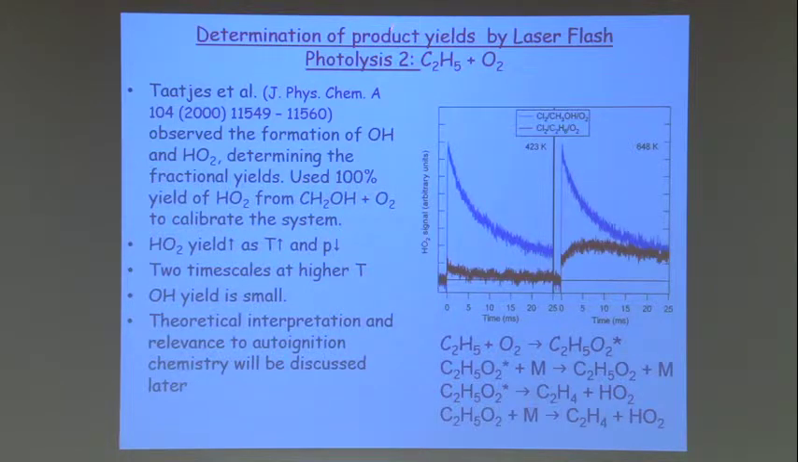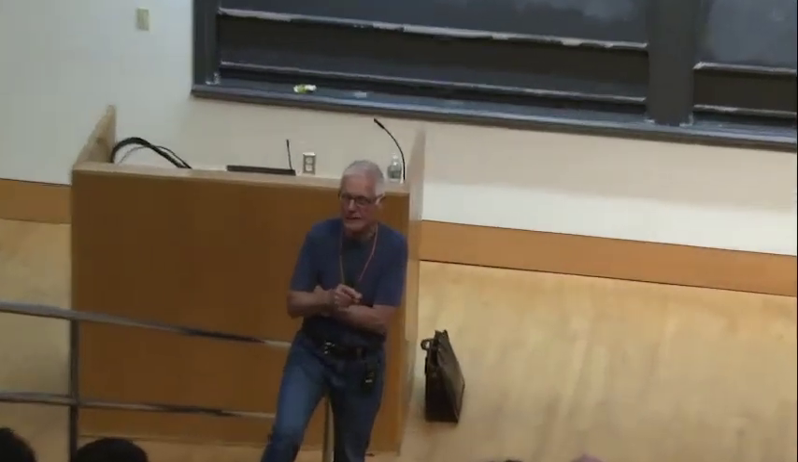These are experiments done at Sandia, looking at the reaction between C2H5 and O2. So here's the reaction. C2H5 plus O2 goes to C2H5O2 star, and then that can be stabilized and form C2H5O2. In addition, this species here can dissociate and form ethylene and HO2. So HO2 can be produced in the reaction. And it's important for combustion purposes to know what that yield of HO2 is.